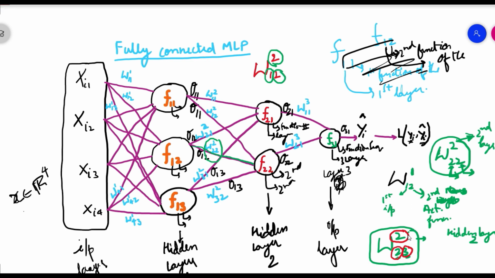Okay, so W212, let's see where it is. W212, here it is. This is what it represents. That is, it's representing the edge that is going to hidden layer 2 from the first activation function of hidden layer 1 to the second activation function of hidden layer 2. So this is how it is represented.